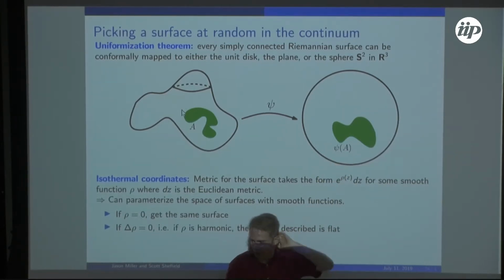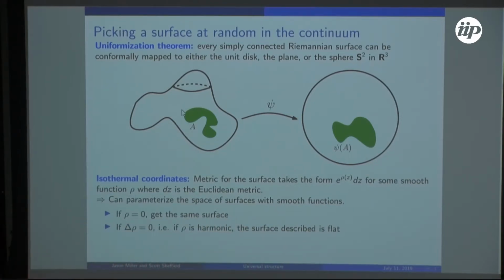And so this is a different way. I've given you two ways of giving a random surface. One is you do this story with the quadrangulations, and the other is you take some sort of random function and define it this way.